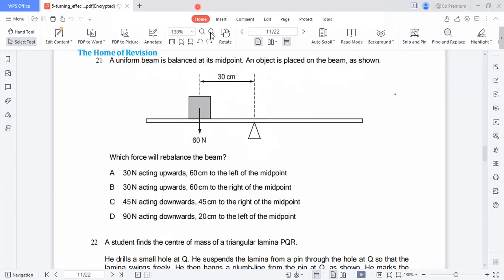So we can see the weight would be acting in downward direction like this, and it is expectedly going to create anti-clockwise movement in it like this. It's an anti-clockwise movement. So we will multiply force with its perpendicular distance, so that can give us anti-clockwise movement.